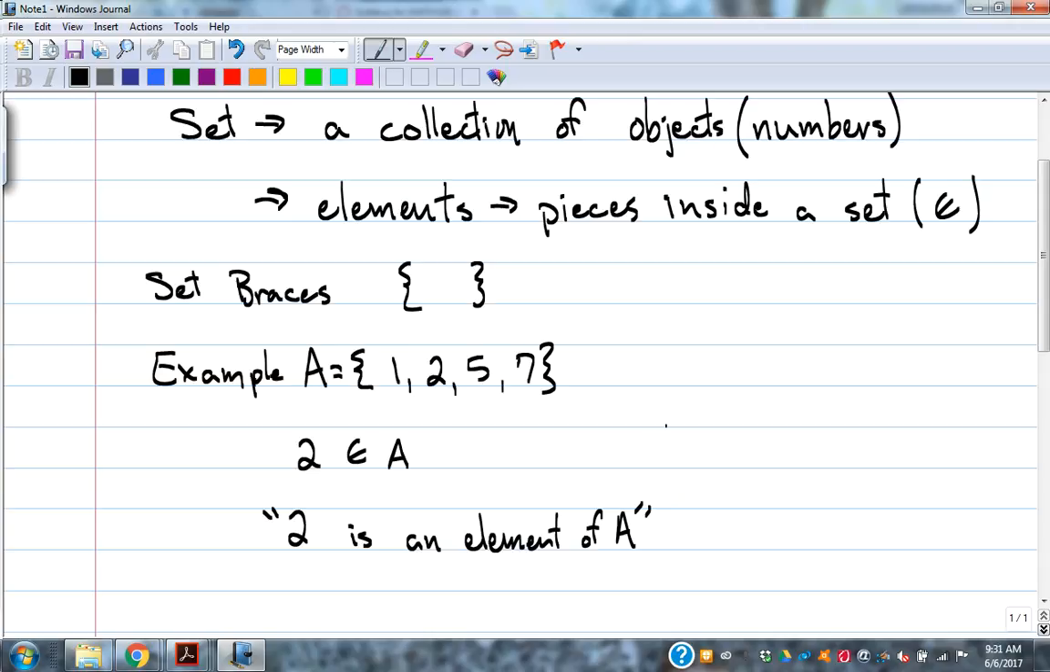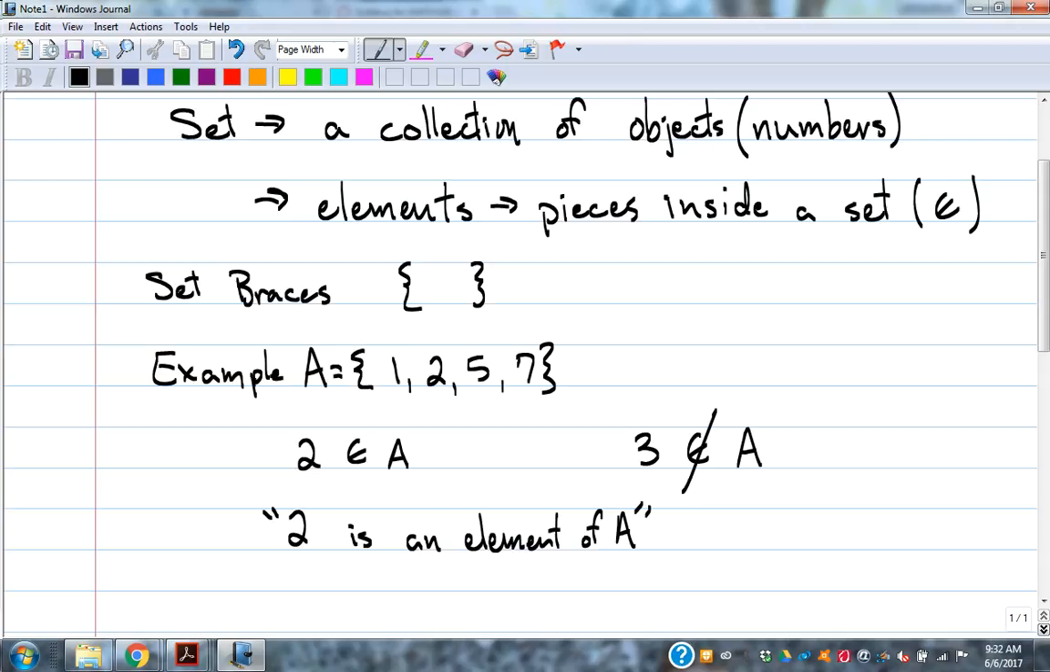Now, if you wanted to say, okay, 3, is 3 in that set? Oh, it's not there. So you could say 3 is not an element of A by just taking it and putting a slash through the epsilon. So that tells us that 3 is not an element of A.